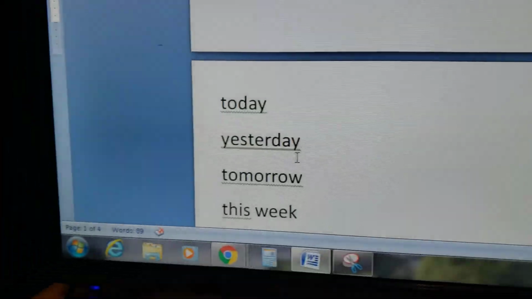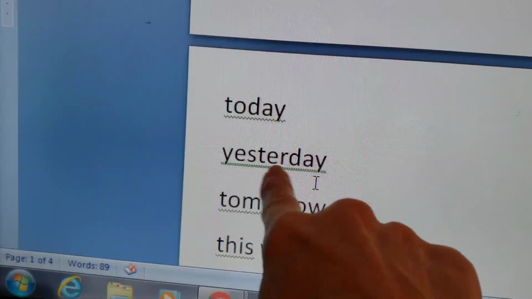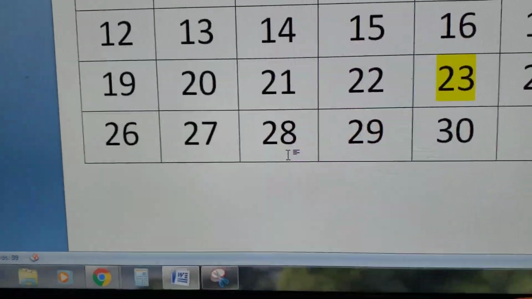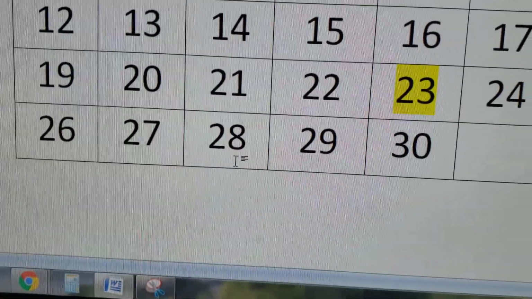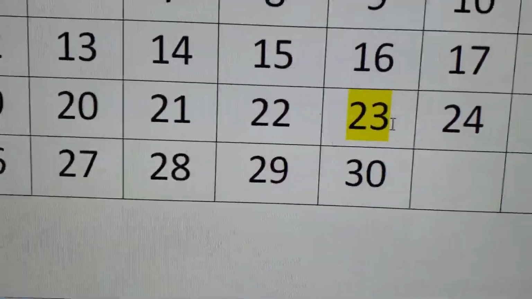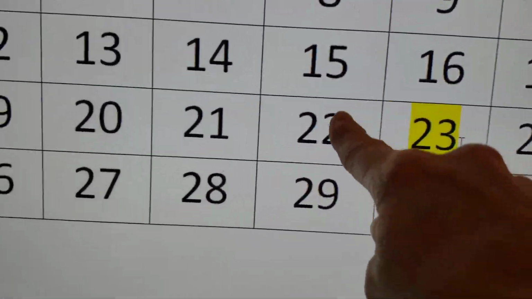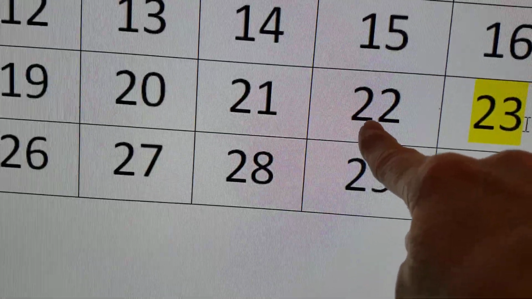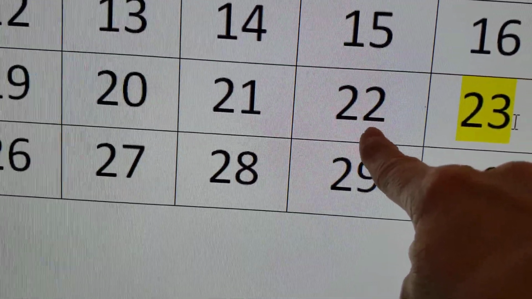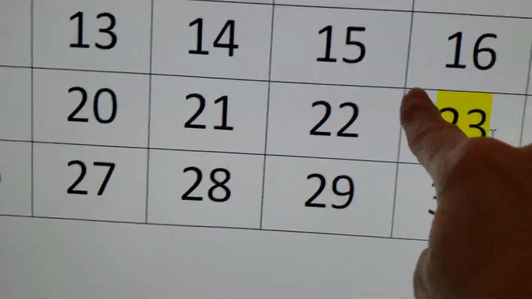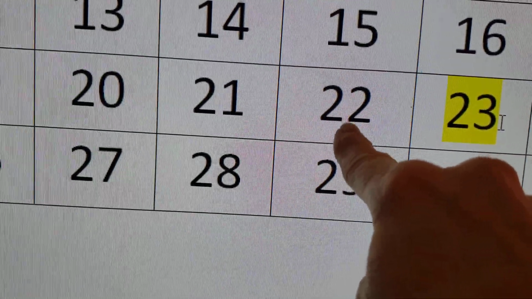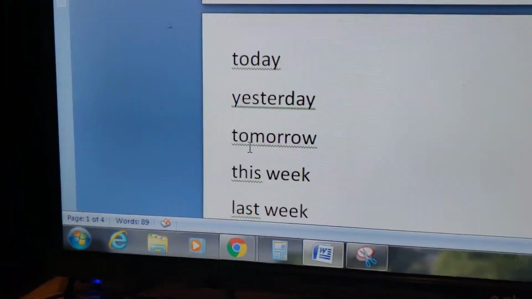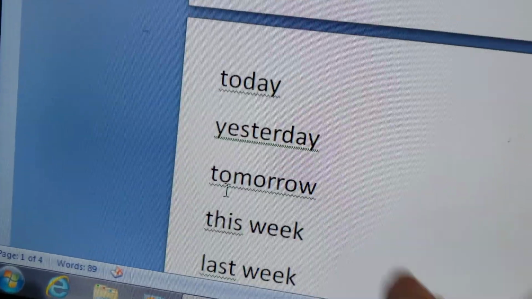If we look at our next word, we see yesterday. Yesterday has already happened. That means it's in the past. It's behind us. So if this is today, then this day right here, the day before today, would be yesterday. Just like on a hundreds chart, it comes before 23. So this is yesterday.